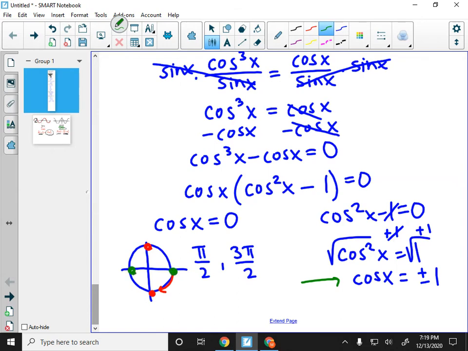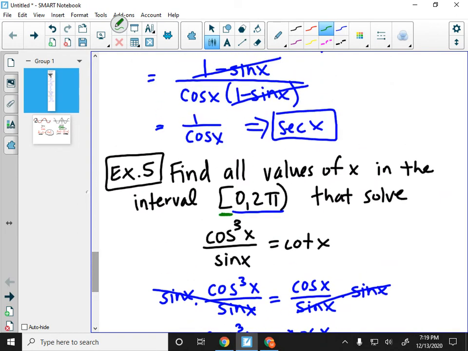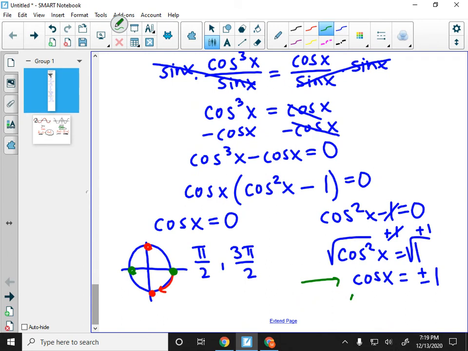That first one, I want to include 0, but don't include 2 pi. So I want to say 0. And then the second one would be pi. Now here's the only catch. Everything we've done so far has been perfect. But look back at your original problem.